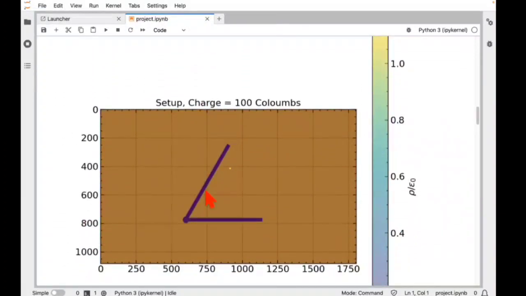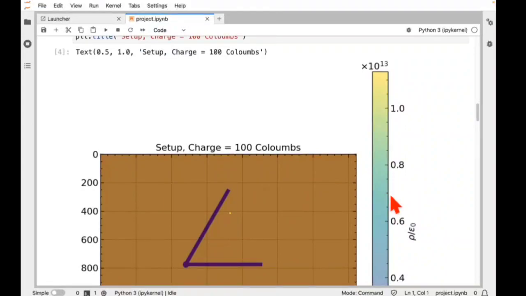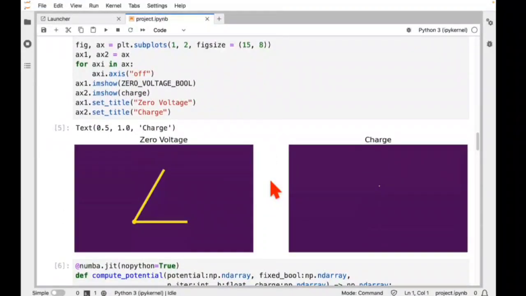The black areas, as usual, represent the plates which have 0 voltage. The brown areas are just empty space, and the small yellow area is the charge density. It's a particular point where there's a finite amount of charge equal to 100 coulombs. In this color bar, we represented the value of rho by epsilon naught, and as you can see, it can cross 10 to the power of 13. The final setup looks like so. Here the yellow areas are the areas of 0 voltage, and the charge is represented by this tiny dot.